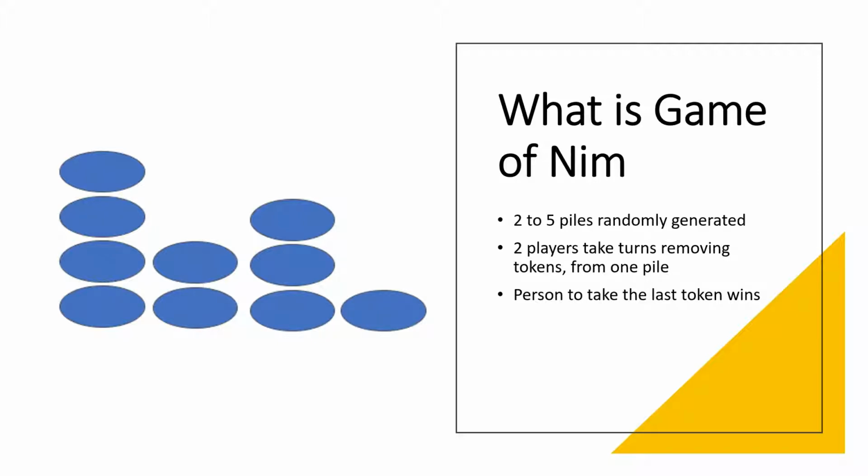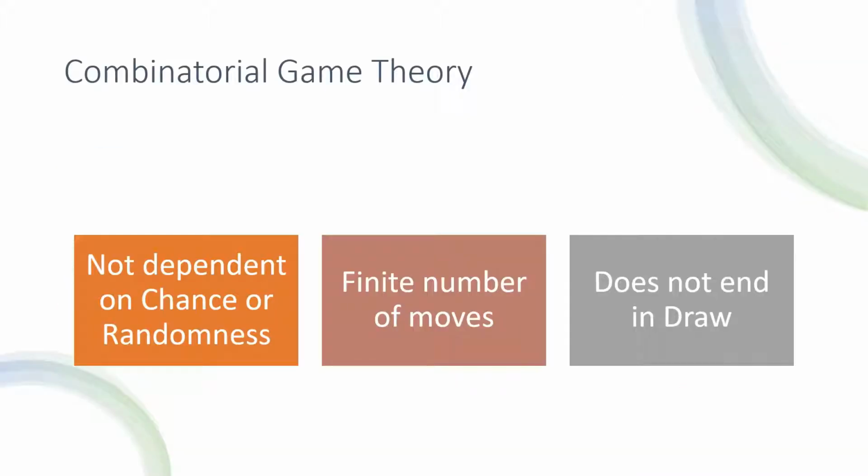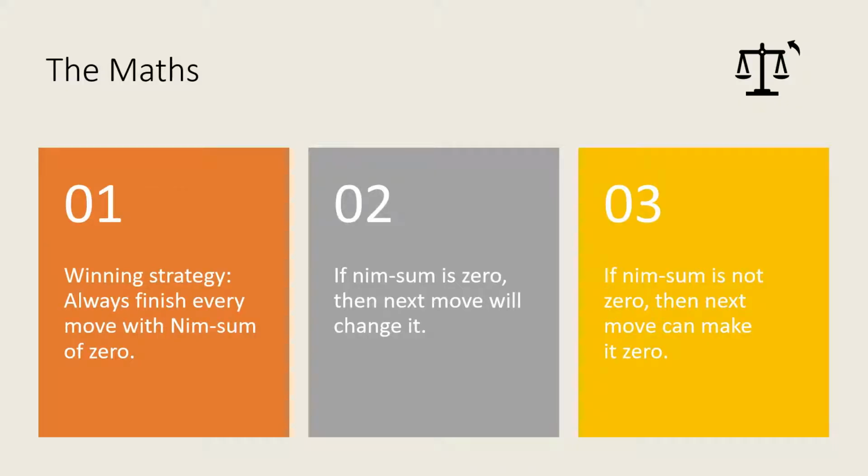This is normal play. This game is based on combinatorial game theory, where the game is not dependent on chance or randomness. It has a finite number of moves and does not end in a draw. The mathematics of this game states that the winning strategy is to always finish one move with a nimsum of 0. If the nimsum of the game is 0, then whoever plays the next move will change the nimsum to a non-zero value. If it is non-zero, then this can be changed to a non-zero value or a nimsum of 0.